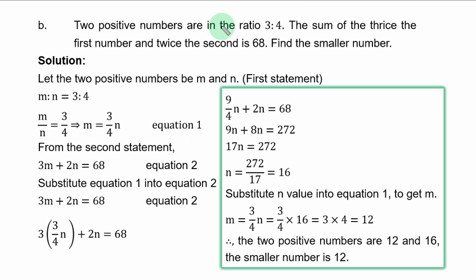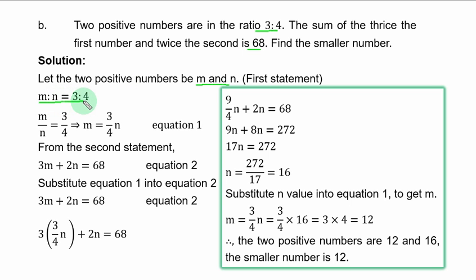Question 1b. Two positive numbers are in the ratio 3:4. The sum of thrice the first number and twice the second is 68. Find the smaller number. Solution. Let the two positive numbers be m and n. From the first statement in the question, m ratio n is equal to 3:4.